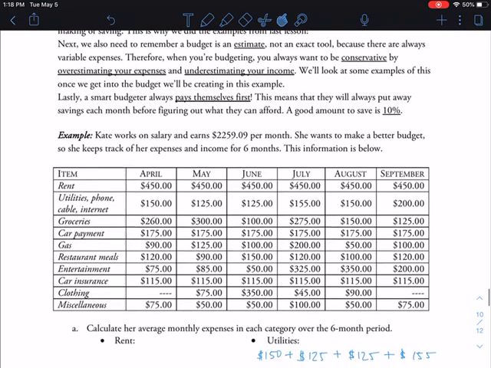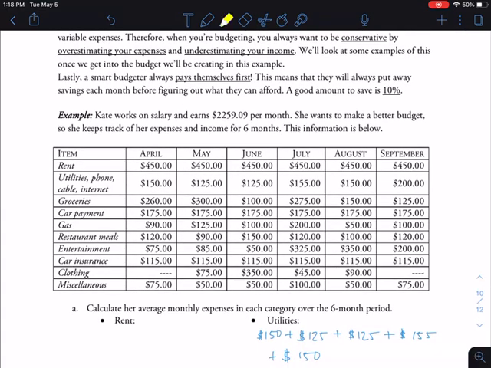And the last tip before we actually start this example is that a smart budgeter always pays themselves first. Super important, okay? This means that you're going to put away savings each month before figuring out what else you can pay for. You never want to leave your savings until afterwards, because then you might not have anything left to save, right? So you always want to save some money and then figure out what you can pay for. And a good rule of thumb is to be able to save 10% per month. That will leave you in a very good spot. If you can save more than 10%, that is fantastic.